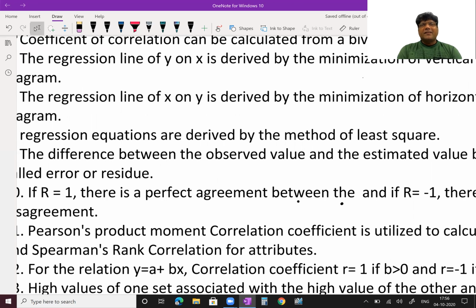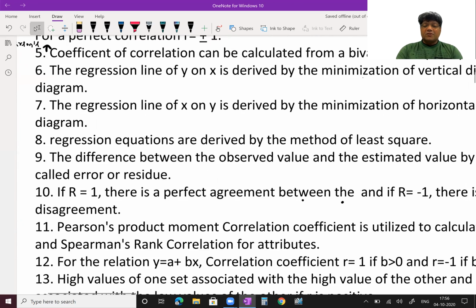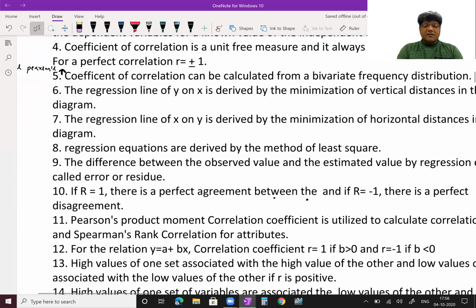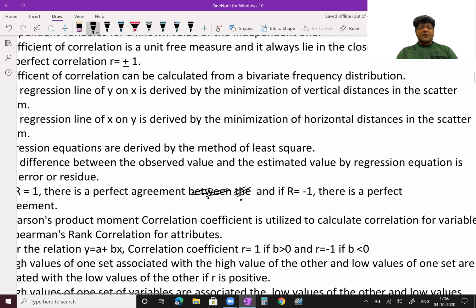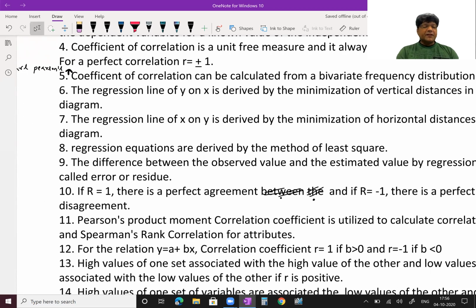So that way, if you write, it will be a long history. So you write in shortcut, R is equal to 1, there is a perfect agreement. That's it. So if you read this point, automatically that will come to your mind. So there is no necessity of writing this in detail. So the word 'between' is unnecessary. Now see, R is equal to 1, there is a perfect agreement, and if R is equal to -1, there is a perfect disagreement. That's sufficient. You will read this point, and whatever I have explained to you will automatically come to your mind.